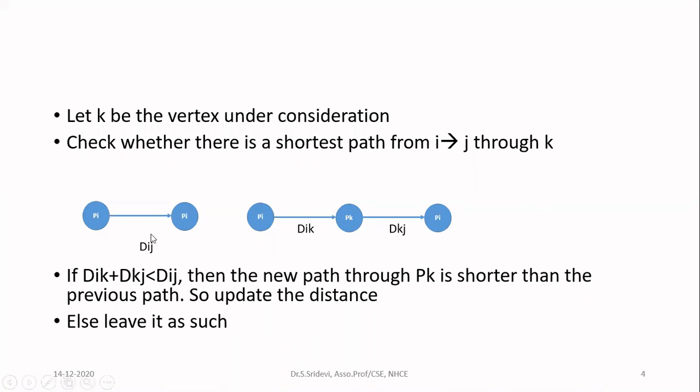So Dij represents the distance of reaching Pj from Pi. Similarly, here, this is due to the direct edge. Now, what I'm going to consider: suppose I reach Pj from Pi, but not directly, through the node Pk. What will happen to the cost? Is it going to reduce or increase? That I'm going to consider.